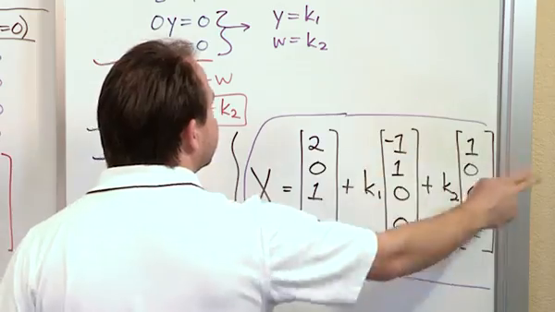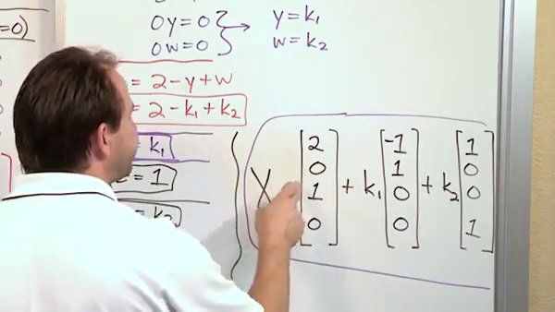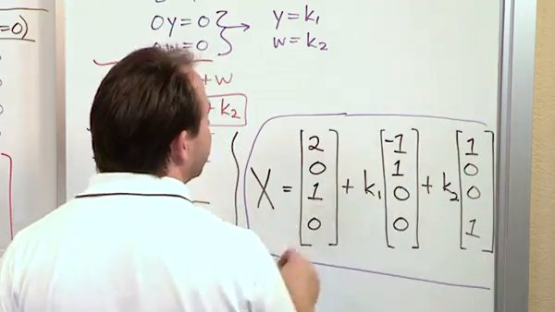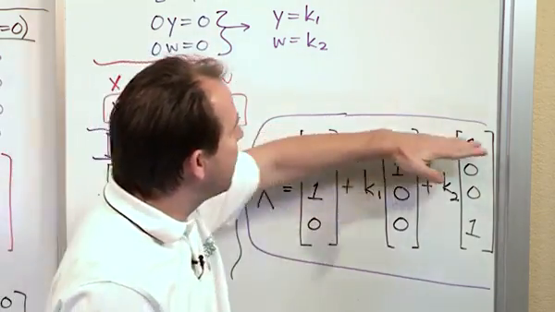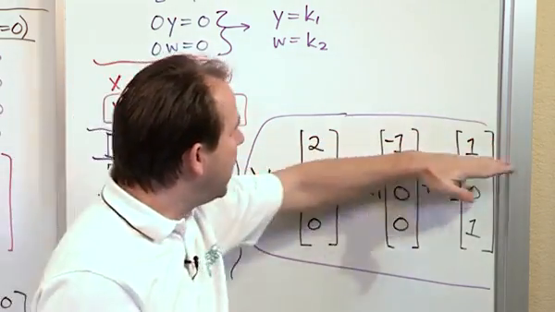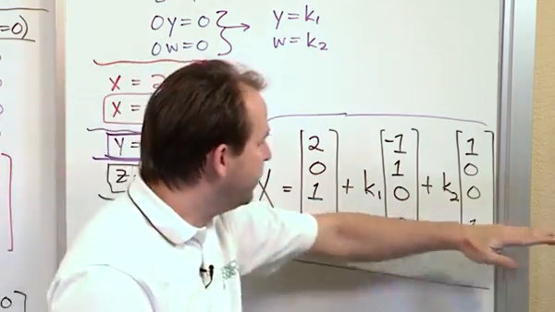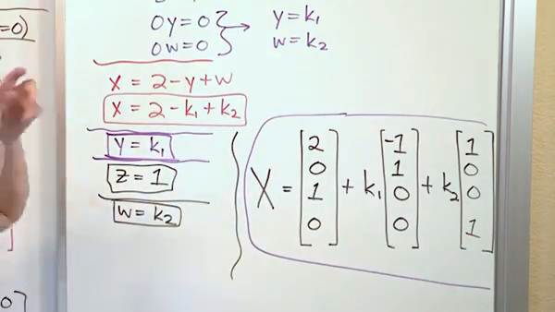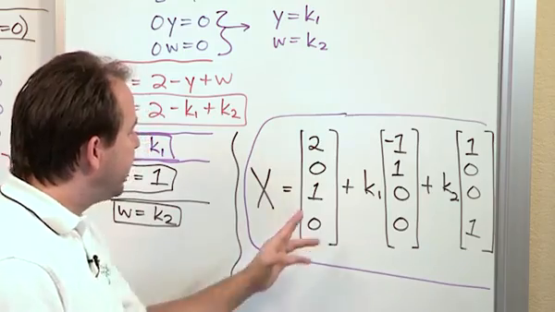That's the value of x. The value of y is going to be 0 plus k times 1 plus k times 0, and so on. So you read it off in terms of rows: x, y, z, w. And that is the answer. So it's a dependent solution, dependent on 2 values, k1, k2.